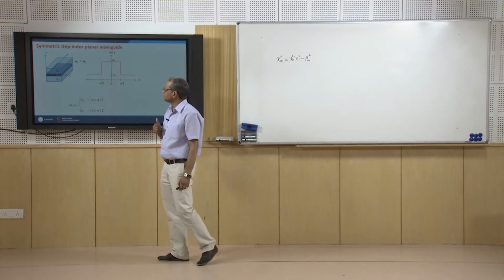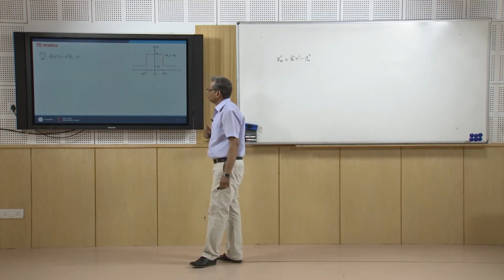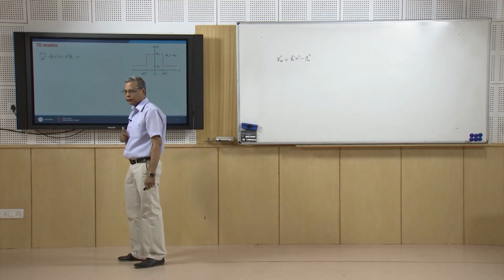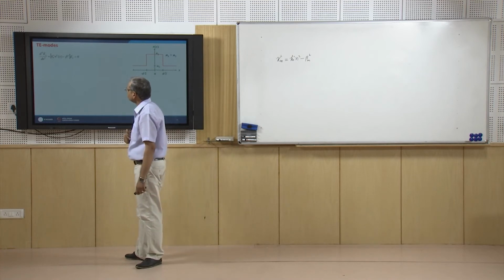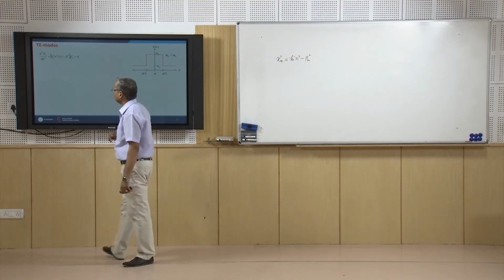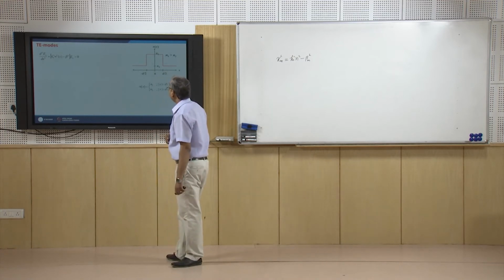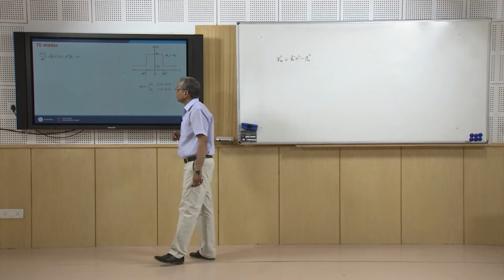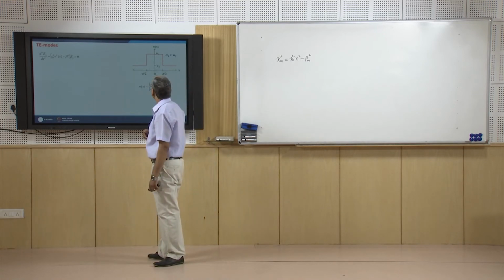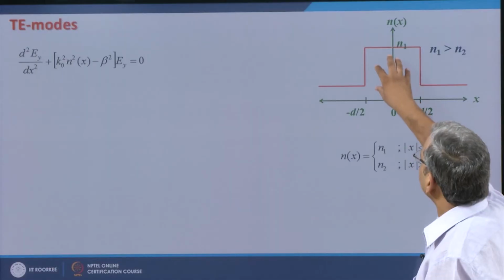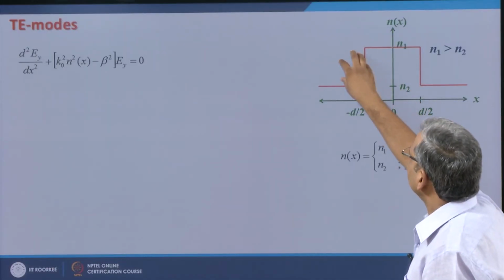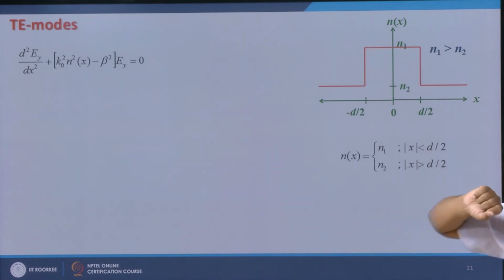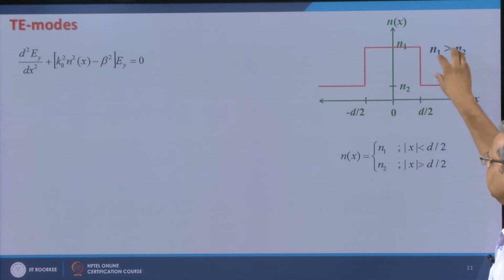So, how do I do this? Again go back to the wave equation corresponding to TE modes. Let me first solve the problem for TE modes. So, this is the wave equation for TE modes and this is n of x. So, how do I solve it? Well, I find that in this region and in this region and in this region, in all the three regions, the refractive index is constant.